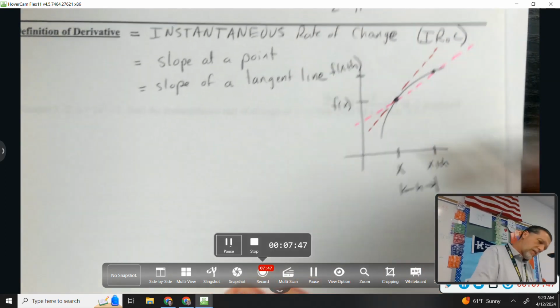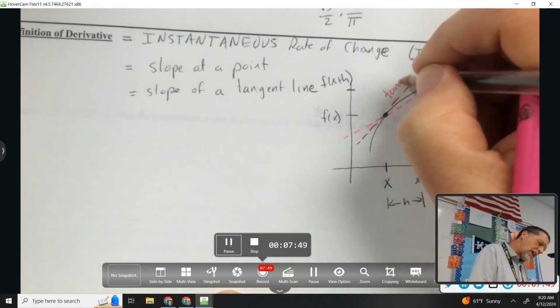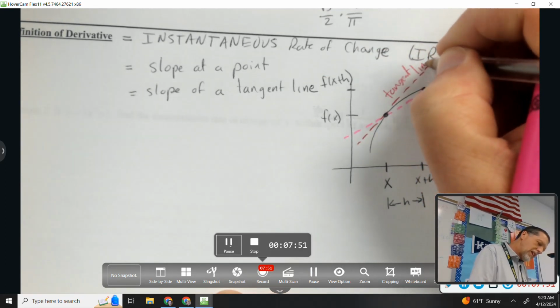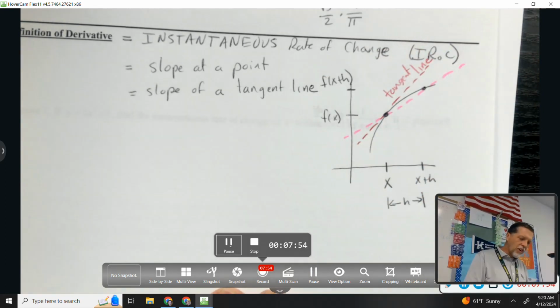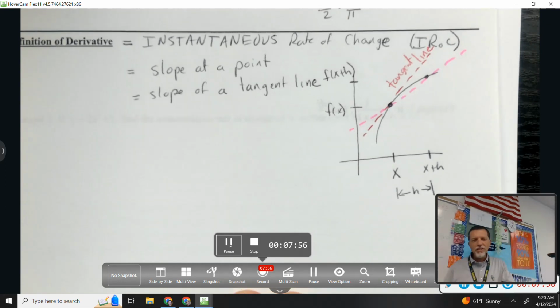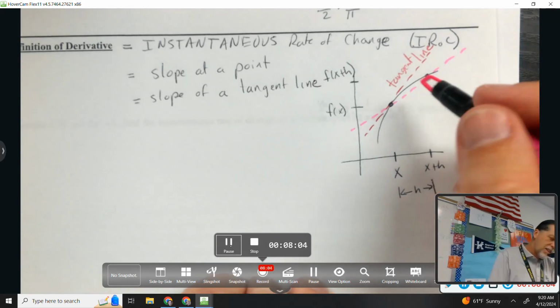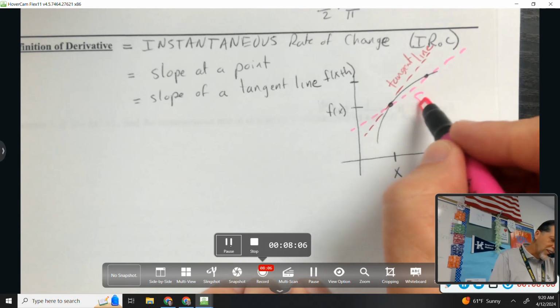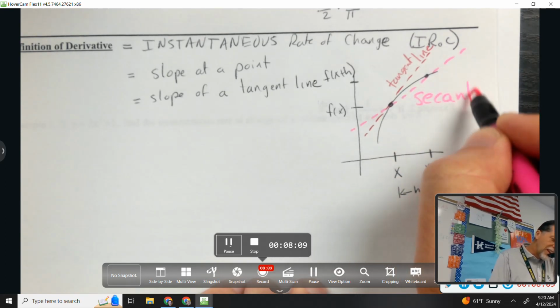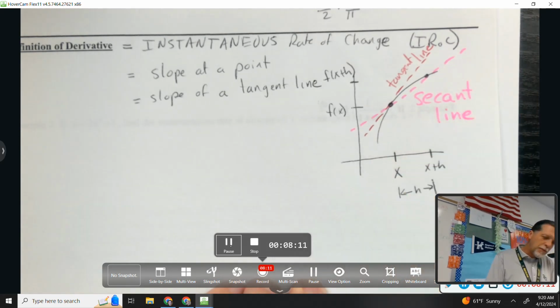Okay, so the red one was a tangent line, because that's tangent to the curve. Do you know what that pink one's called? It has a special name too, that doesn't really fit with what you think, maybe. It's also a trig function. It's called a secant line. A secant line.